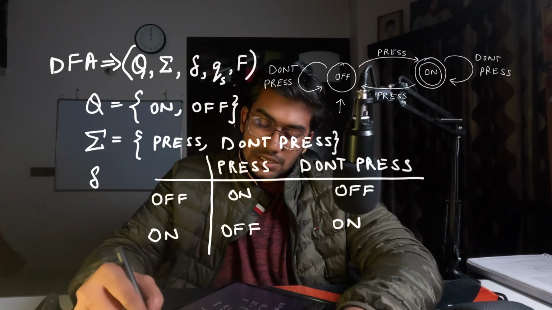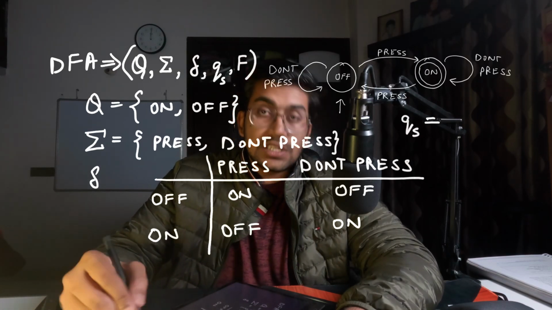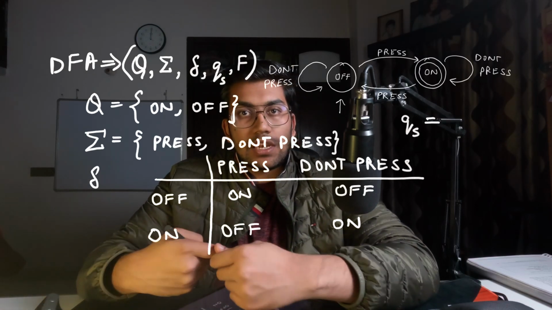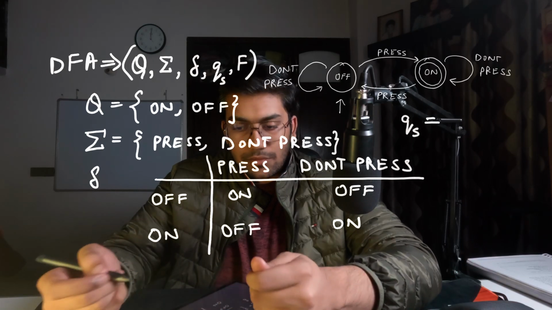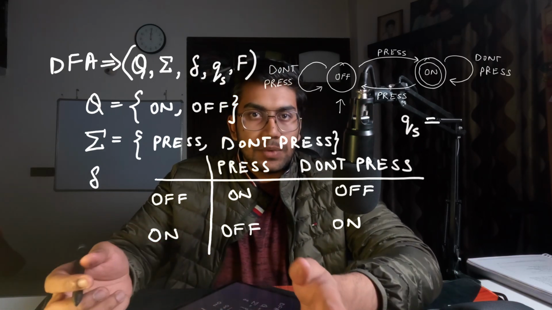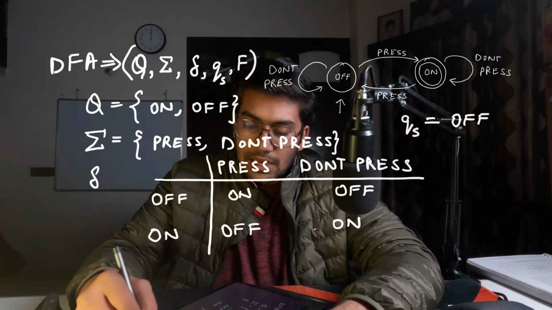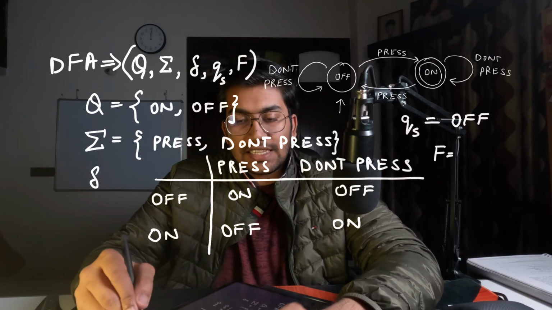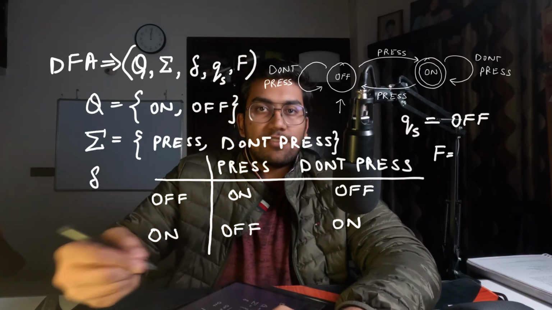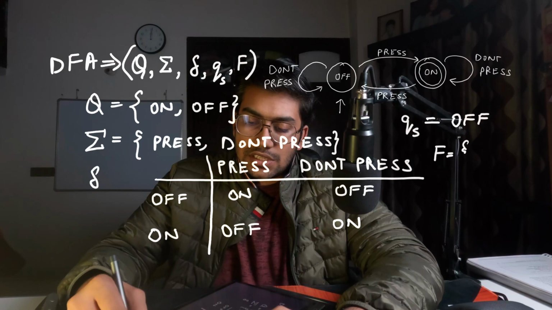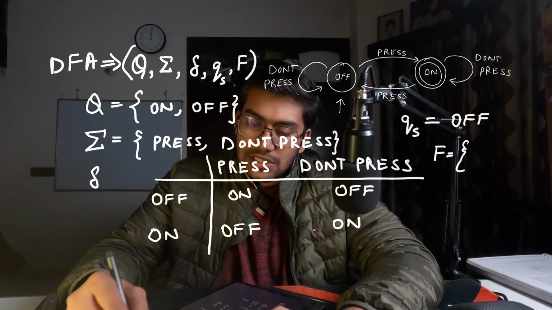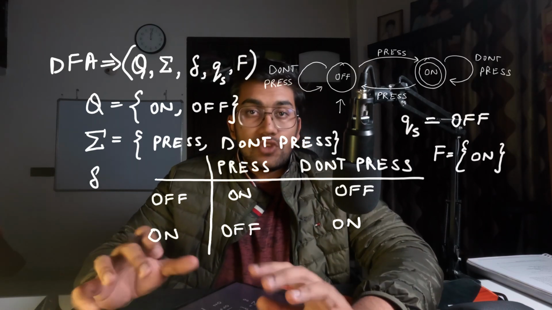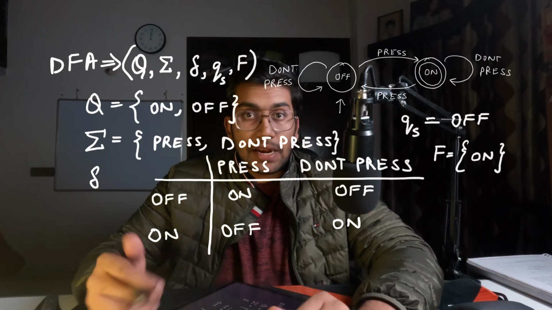Now the third is the QS, the start state, where you would actually start. So in this case, you would initially be starting with an off state, because when you get your laptop, when you get your mobile phone, it would be switched off. This is the off state. And what is F? F is the set of all final states. Now in this case, there is exactly one final state, but in general you can have more than one. So since this is a set, I'll use these curly braces. So the answer is the state on. So for this given automaton, this is the mathematical definition for this.